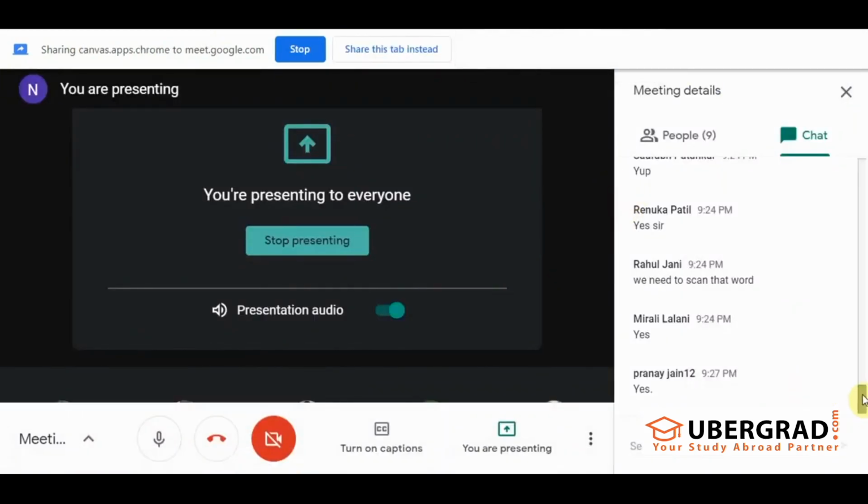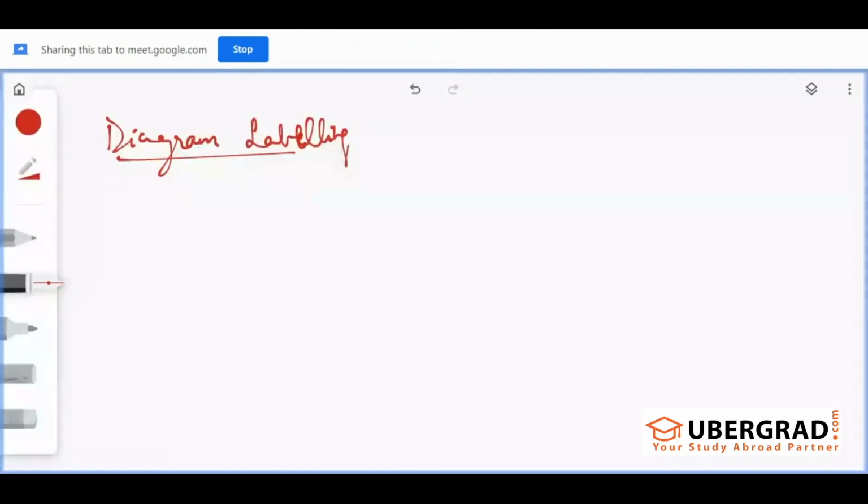What is written about these things in the passage? Okay, so you have to find the relation between the passage and the diagram, and then label each and every part or thing given in the diagram. Okay, that is diagram labeling.